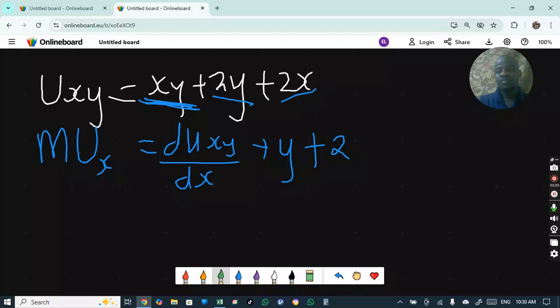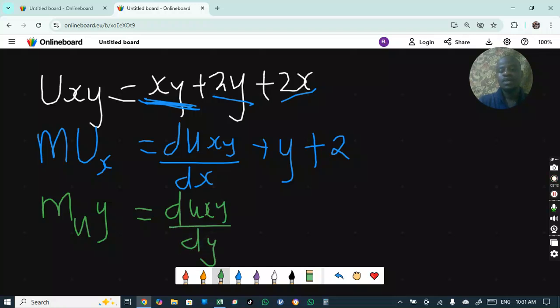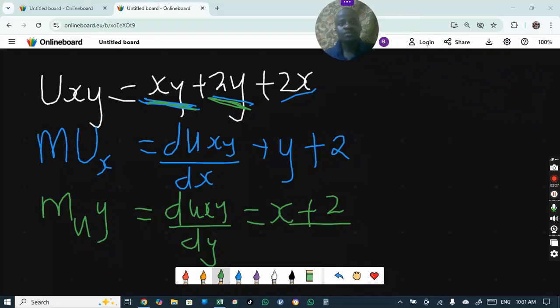Now let me find the marginal utility of y. It is du over dy. How do we solve that? If I differentiate xy, I remain with x. In the second case, I will remain with 2, so plus 2. So that is it. But what do we know? We have a very important idea here which we can also use.